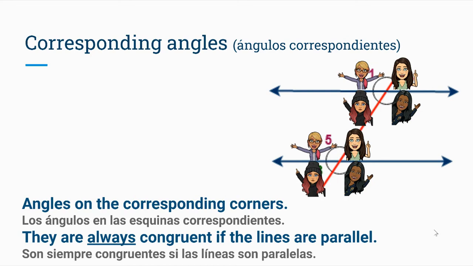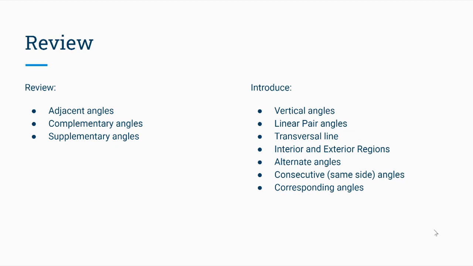So before we go to our next activity, let me review what we have learned. Adjacent angles are always side by side. There are two types of adjacent angles who are very important. Complementary, when they add up to 90 degrees, and supplementary, when they add up to 180 degrees. Vertical angles are across from each other and are always congruent. Linear pair angles are always side by side and are always supplementary.